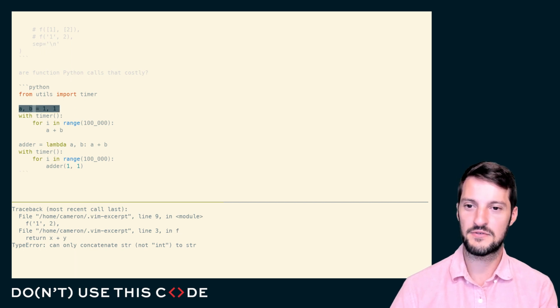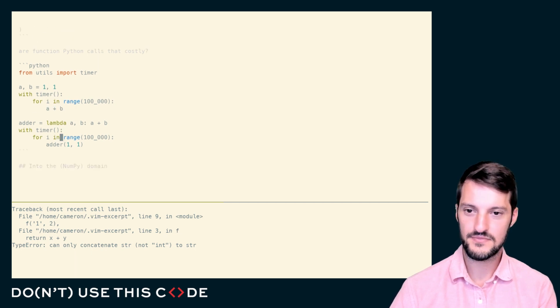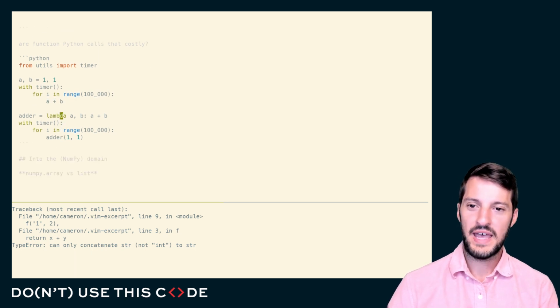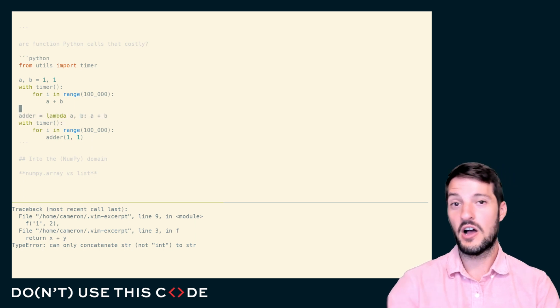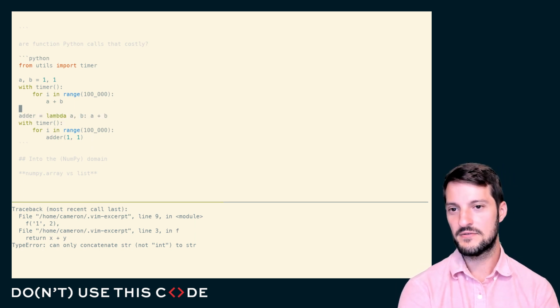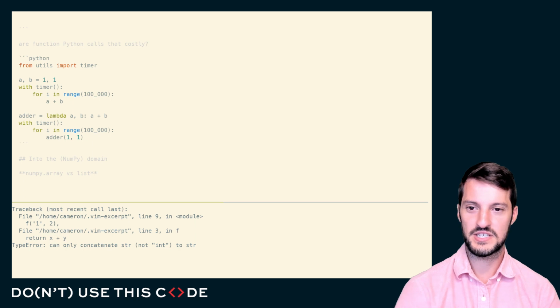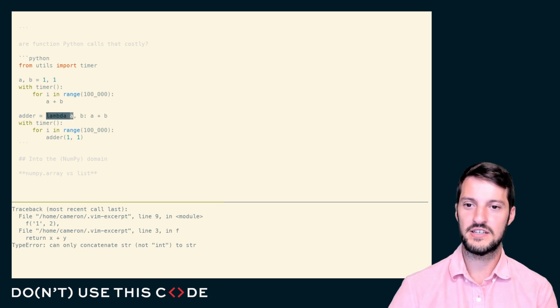But here you can see I've assigned two variables, A and B. Inside the body of this for loop, all I'm doing is adding them together. And so when we do that and we compare this against our other implementation, which instead of just adding two variables together, we're going to create a function that simply does the same thing.